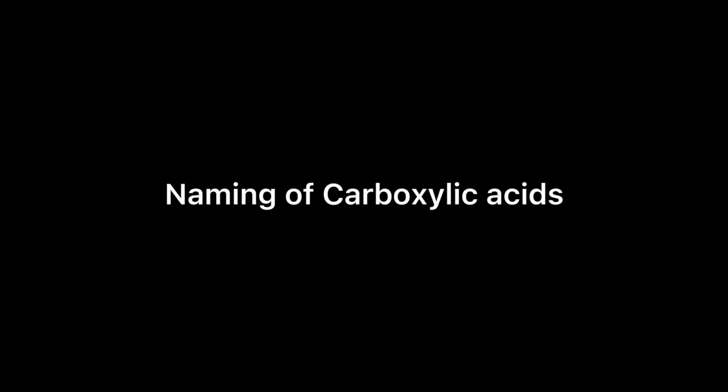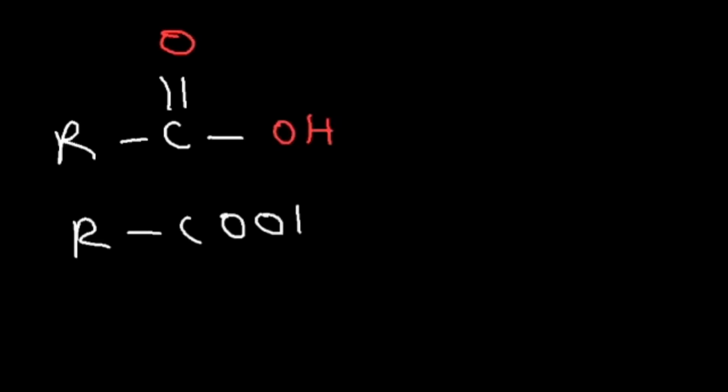In this video, we're going to focus on naming carboxylic acids. So, the basic functional group of a carboxylic acid looks like this. It has a carbonyl group and also a hydroxyl group. So this is your typical carboxylic acid. Sometimes you might see it written this way or even this way. So let's work on some examples. Let's begin. Let's start with this one.